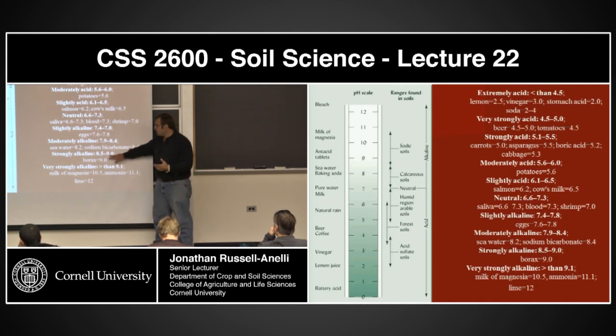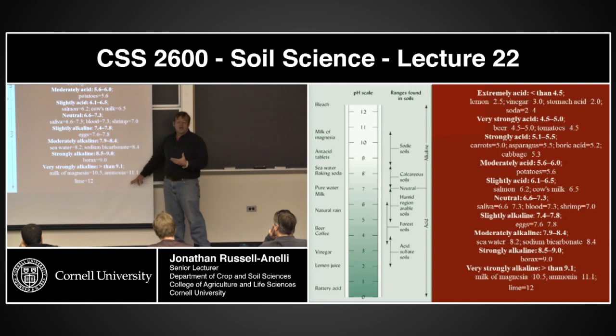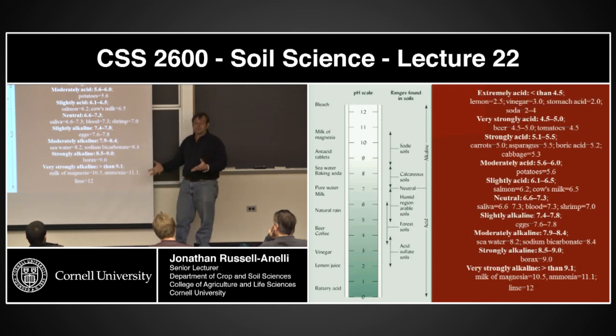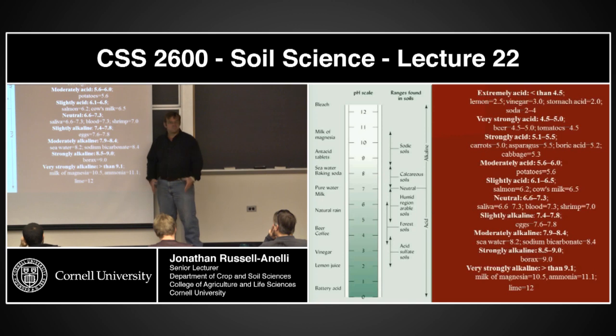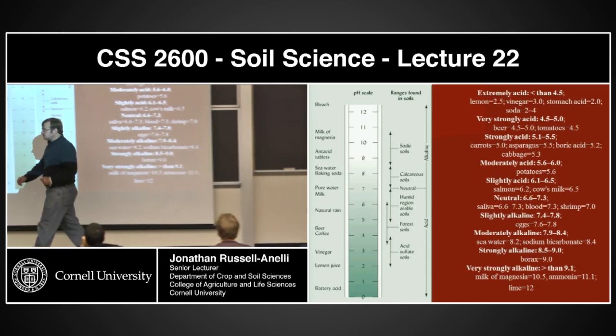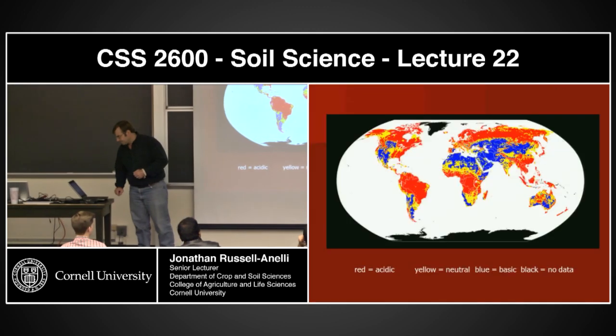Okay, strongly alkaline, we start getting into borax, 8.5 to 9, and very strongly alkaline, we're talking about milk of magnesia, ammonium, and lime. Okay, just to give you some ballparks, these are things that you guys all know, right? Is anything in there that's unfamiliar? Lemon juice, I mean, eggs, 7.6 to 7.8. Okay, cool? Okay, so that's the pH.